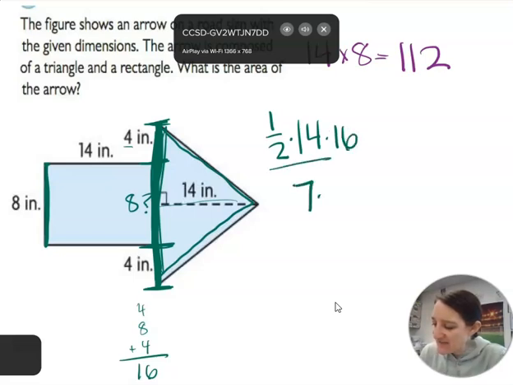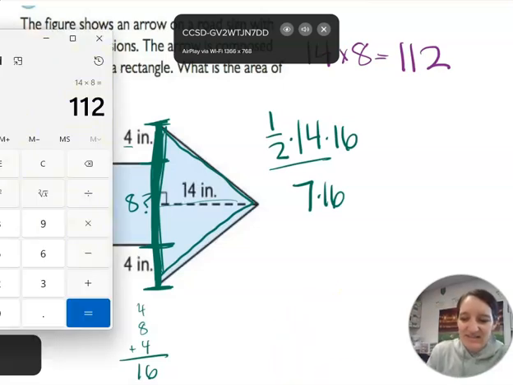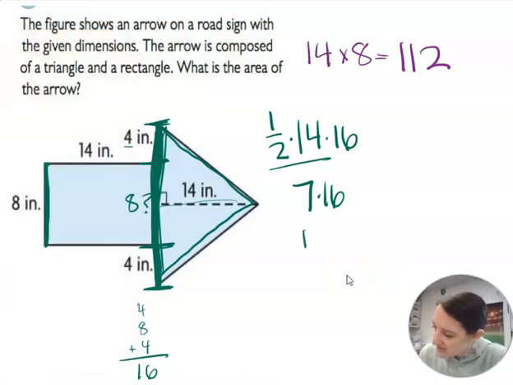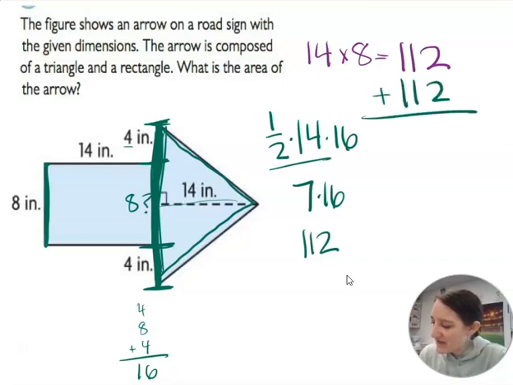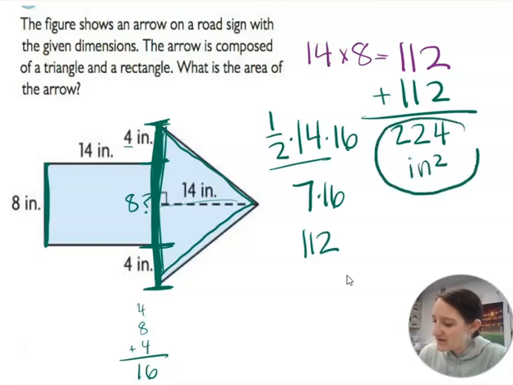So half of 14 is 7. 7 times 16 is 112. And then let's add up the rectangle with the triangle, and we get 224 inches squared. How did you do on that? Hopefully okay. Okay, so two strategies: cut up a composite figure into shapes that you know how to find the area of, or find the area of all of it and then subtract the shapes out that are not part of the composite figure. Good luck, guys.